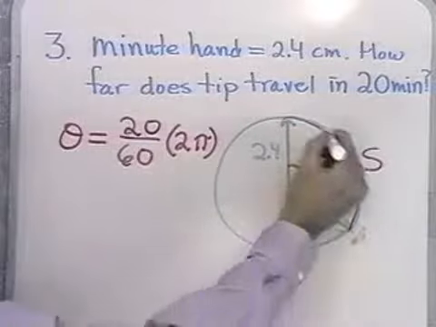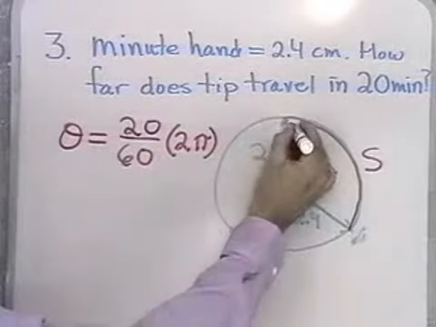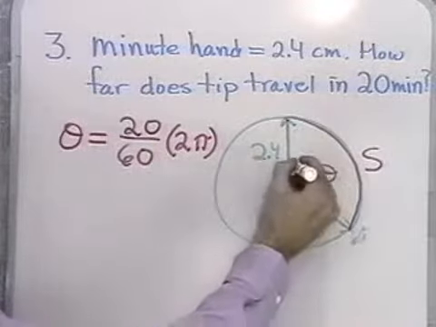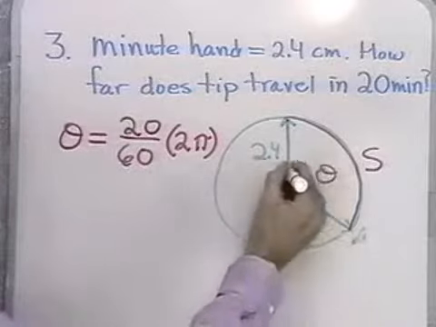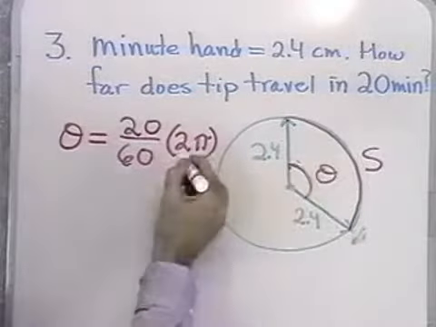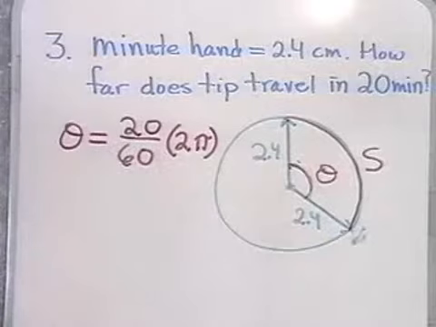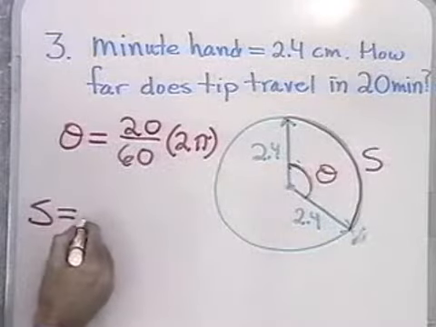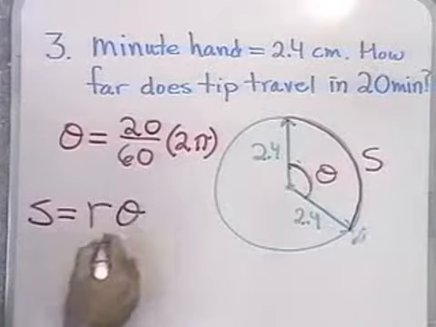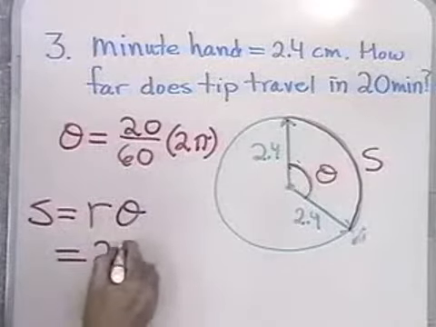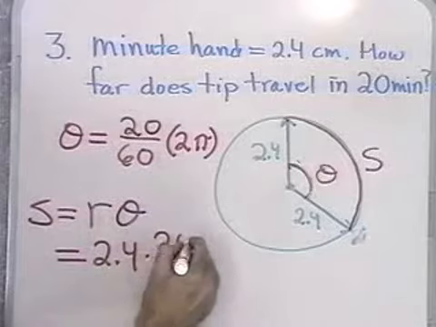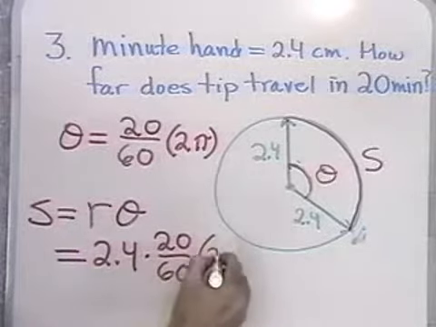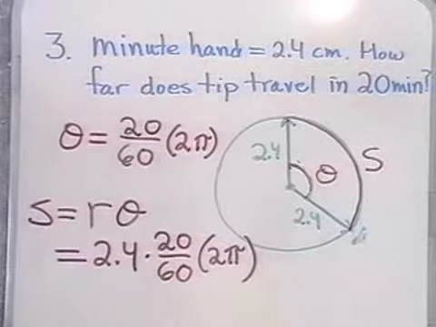I know once around the circle will be 2 pi radians for this angle right here, and so I'm going 20/60ths of that, so I'll have 20/60ths times 2 pi. That will be my angle theta, and theta will be in radians. So s, the distance it travels, is r times theta, r is equal to 2.4 times 20 over 60 times 2 pi.